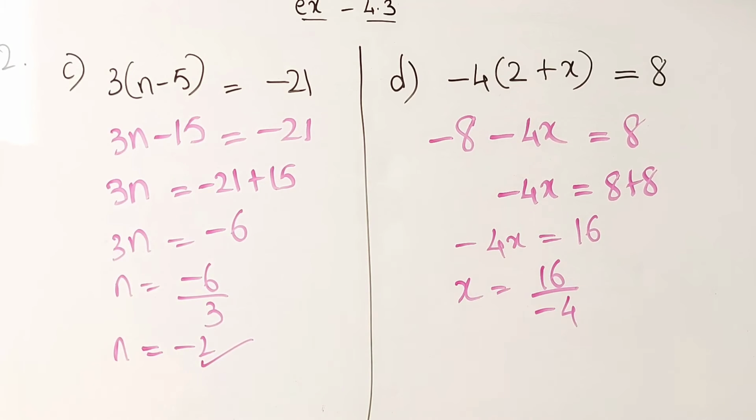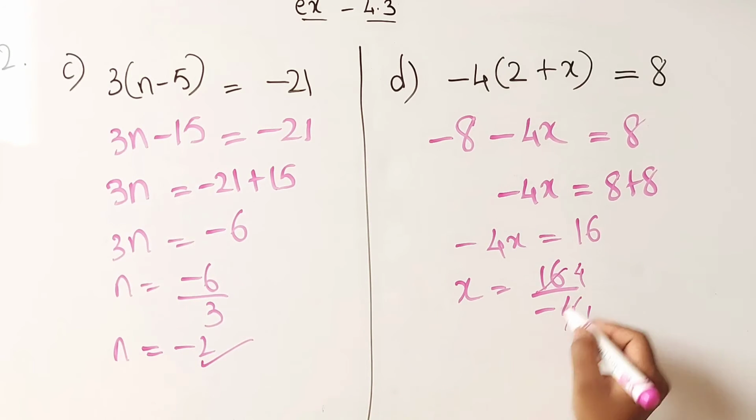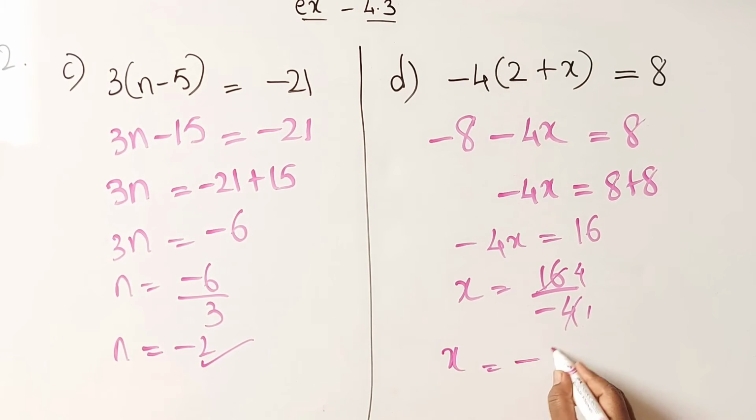Here minus 4 is multiplying x. When you are sending to the right hand side, it will divide. Right, children? 4 1s are 4, 4 4s are 16. So x equal to minus 4. Right, children?